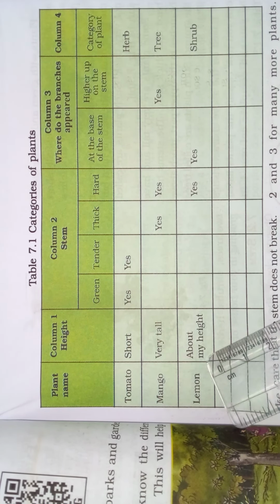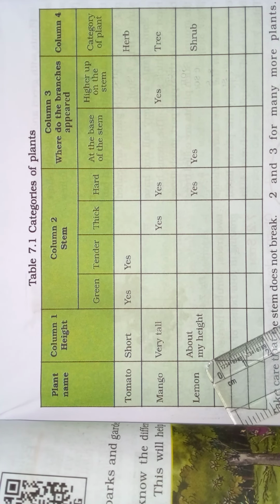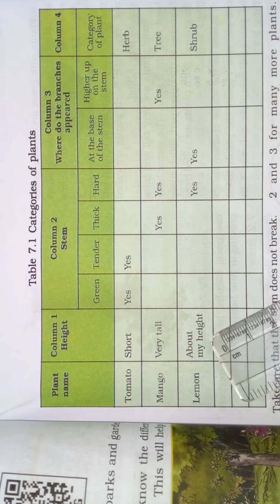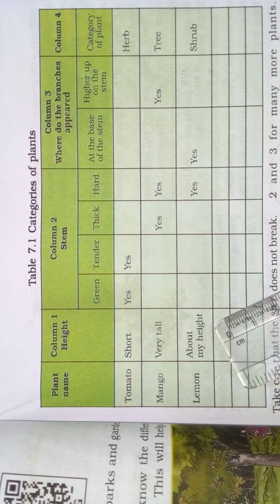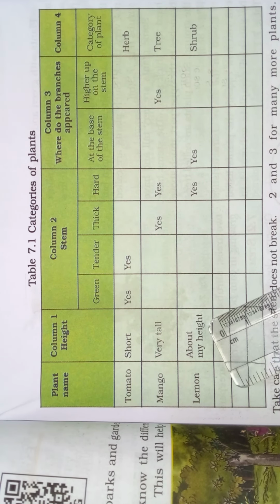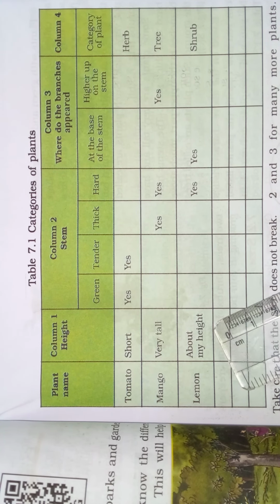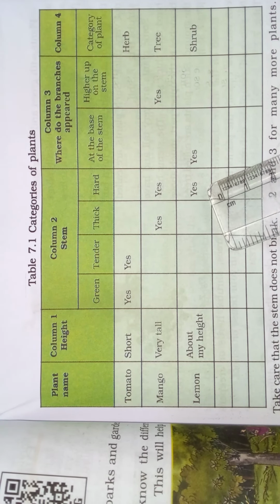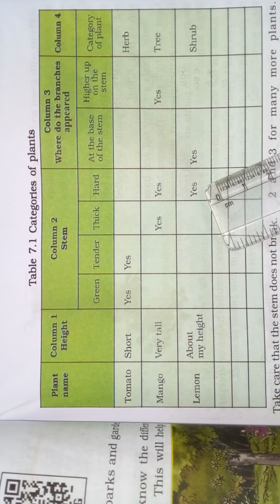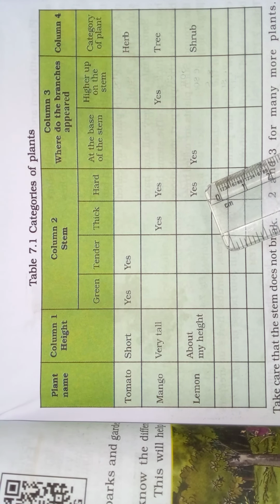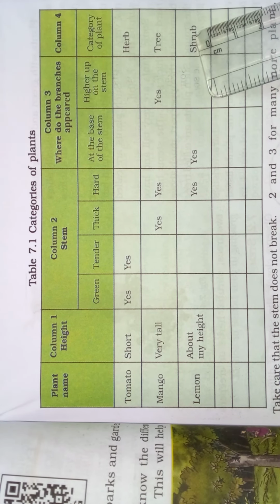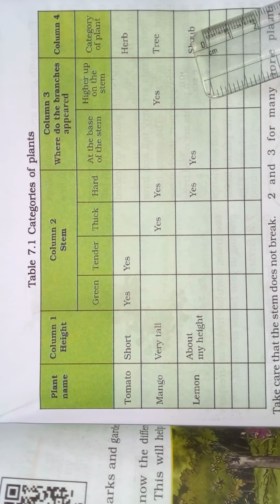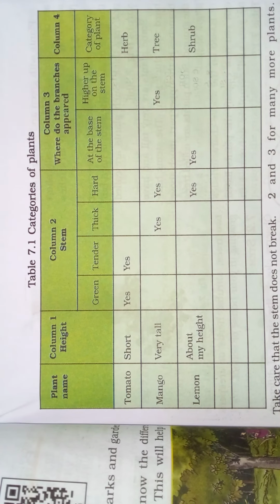If you take a lemon plant, it is about your height. It is not short, it is not tall, it is about medium height, and it has a hard stem, but thin. That type of plant is called a shrub. You may observe so many plants around you and you may try it.